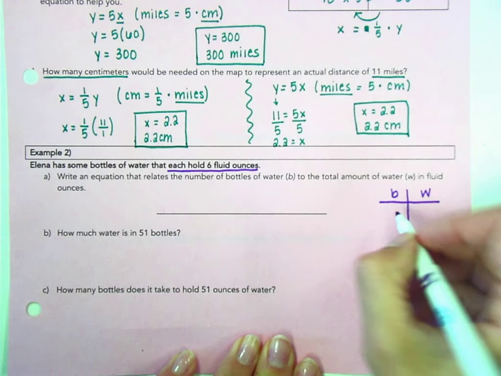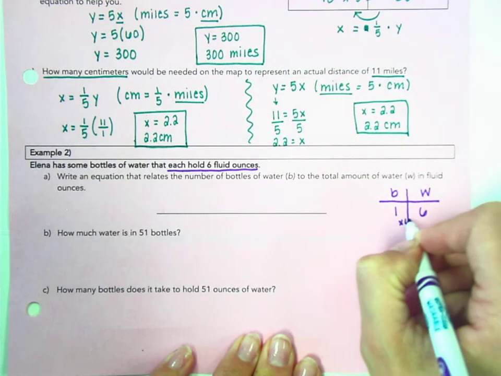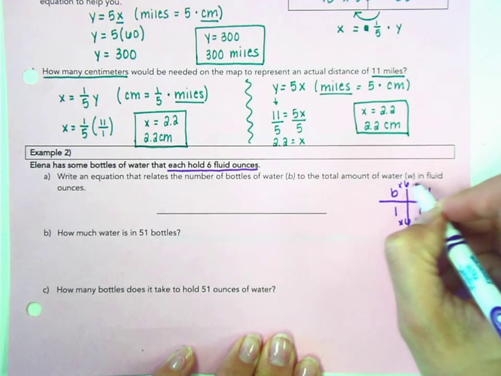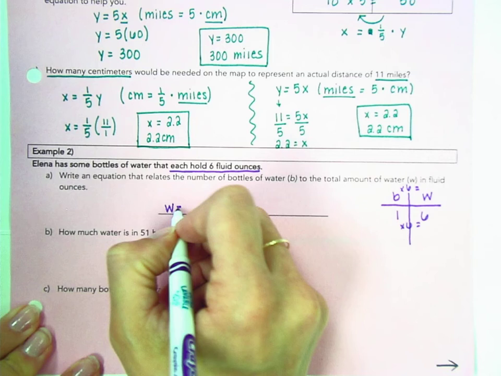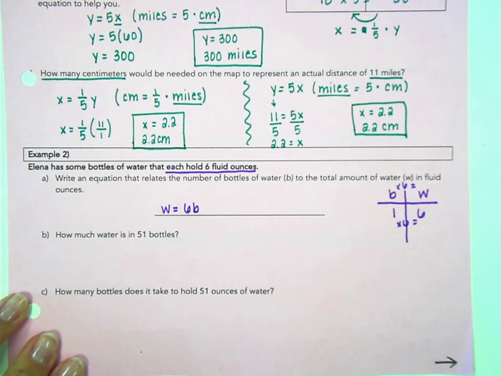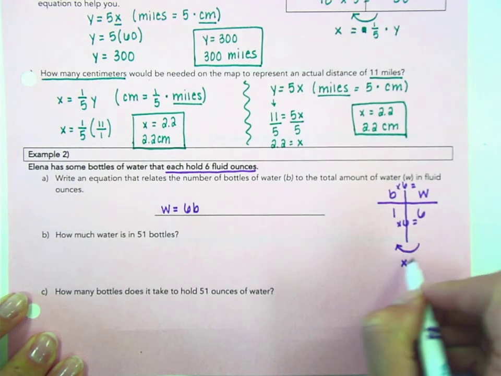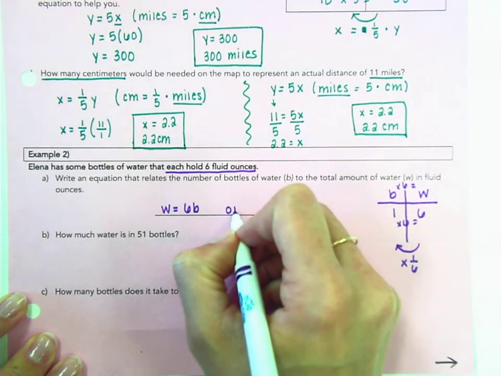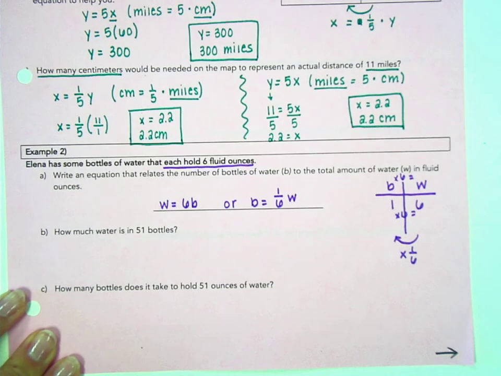So I know that each bottle, or one bottle, holds 6 fluid ounces. I know that 1 times 6 is equal to 6, so my bottles times 6 is equal to W. So I can use this equation: W is equal to 6B. If you want to write another equation for this scenario, we can look at how I am going from W to B. Going this way, I would need to multiply by 1/6. So B is equal to 1/6 times W. And again, we can proceed to use this equation to help us solve problems.